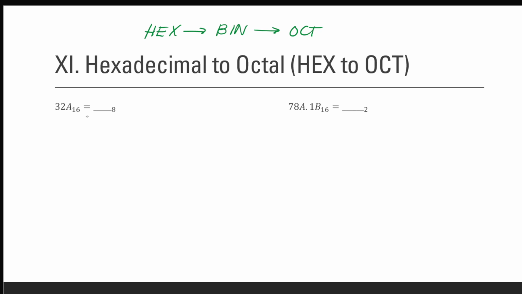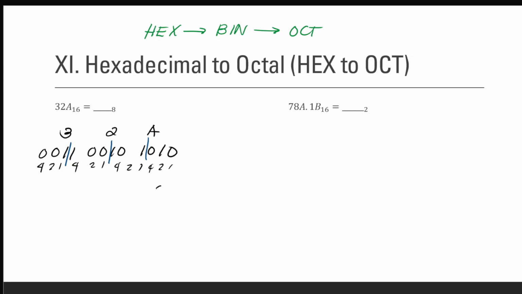So, we have here 3 to A. So, again, 3 to A. So, we have 0, 0, 1, 1. Then we have 0, 0, 1, 0. Then we have 1, 0, 1, 0. Yan yung equivalence nila. Then, group nyo lang into 3. Ayan. So, we have 3 digits. So, we have 1, 2, 4. We have here 2. 4 plus 1 is 5. Then, we have 4 and we have 1. So, therefore, we have our conversion from hexadecimal to octal. We have 1, 4, 5, 2 base 8.